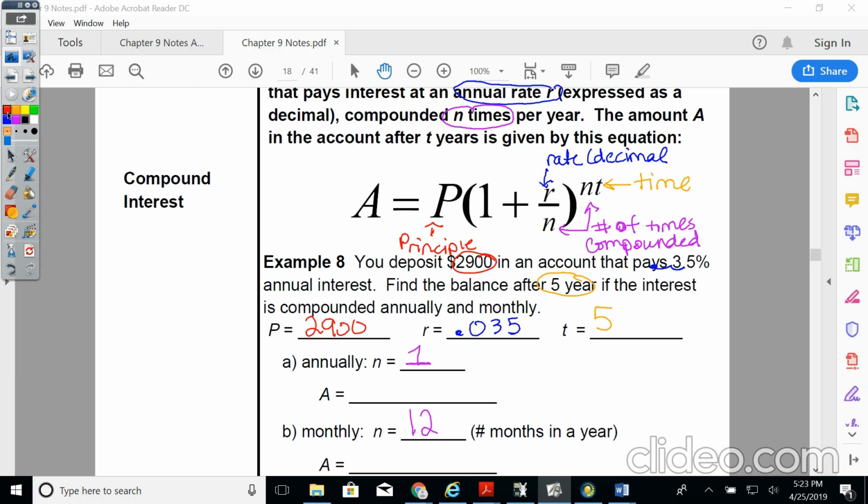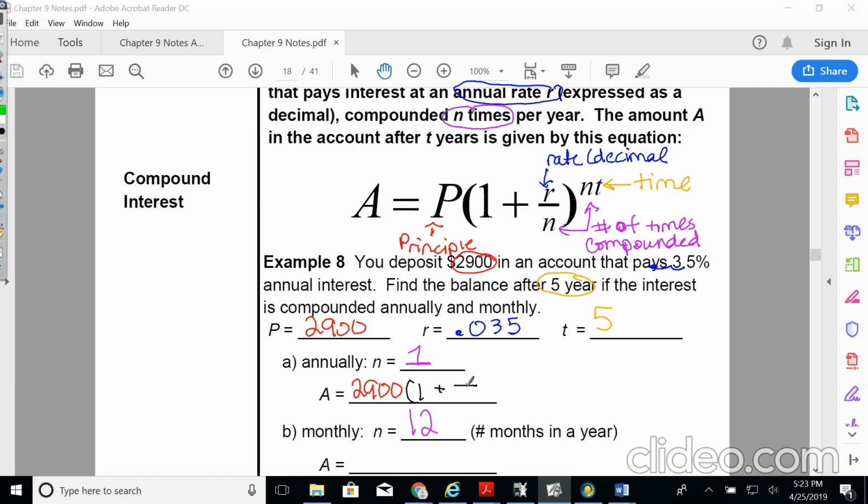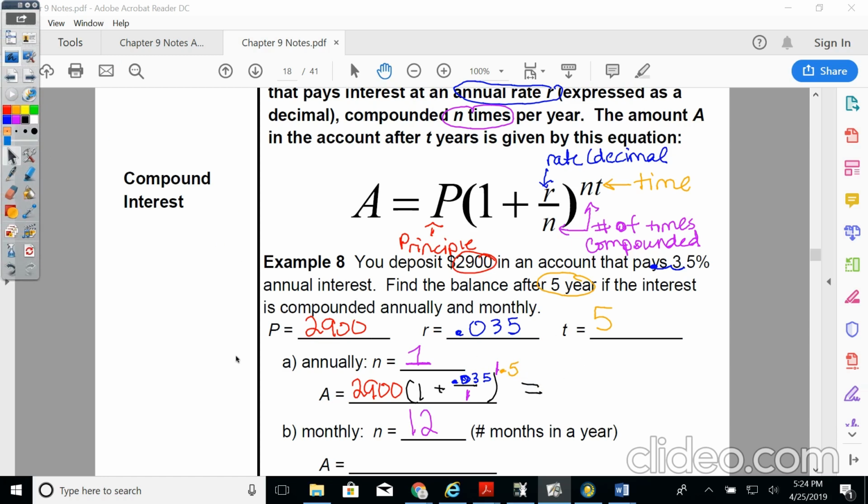So P is 2,900 times 1 plus R over N would be 0.035 over N is 1, which we really don't even need to write because anything divided by 1 is itself. And in the exponent, we're going to multiply the number and the time. So the number is 1, and we're going to multiply by the time that it wants, which is 5. So from here, I'm just going to type all of this in the calculator and get my final balance after 1 year.